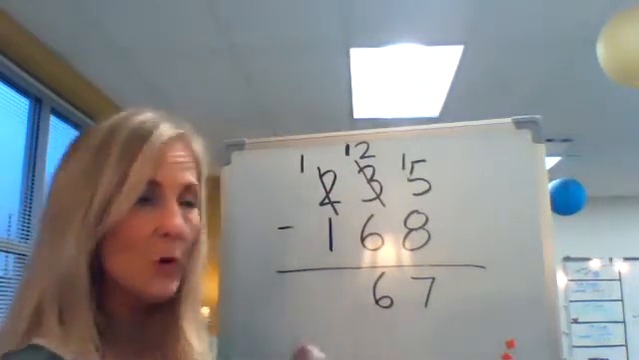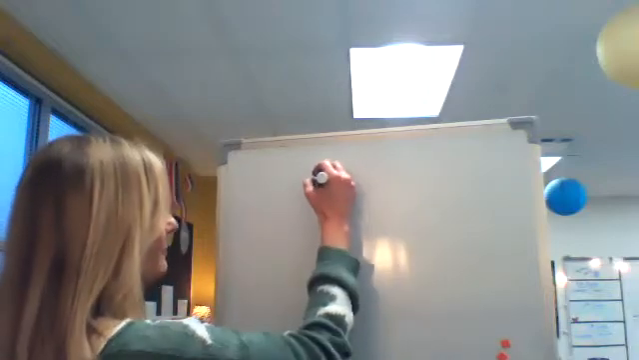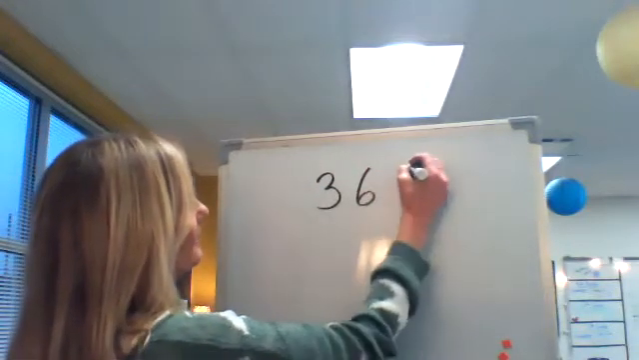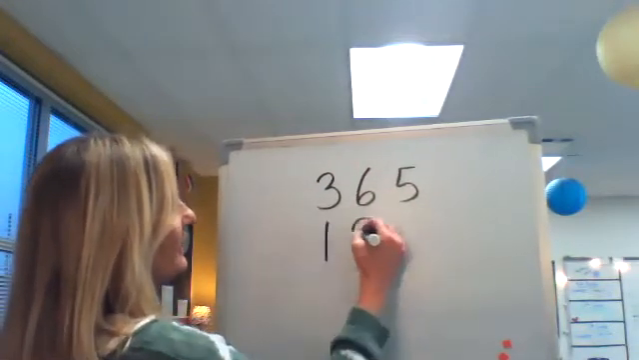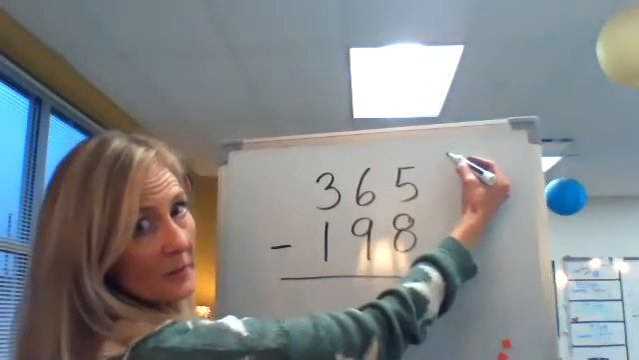Let's try one more. And it would be a good idea for you to do these on paper along with me. Maybe watch the video again and write along with me. 365, take away 198. Starting in the ones place.